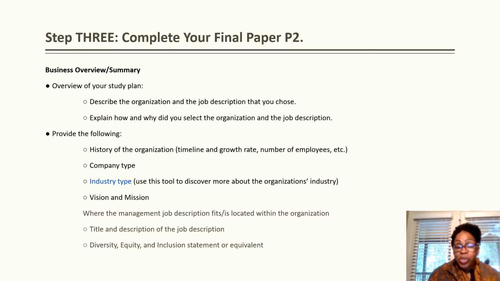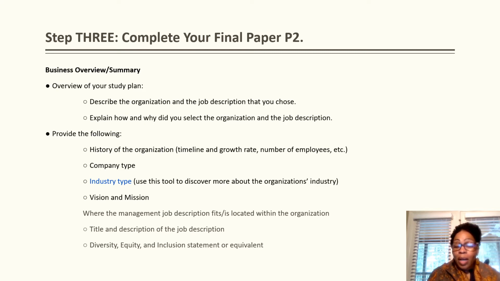So this is just your initial research. You'll provide the following: history of the organization, and make sure that this level of detail is provided within your paper. Because if I'm unable to say yes to all of these elements, then I'm unable to pass the assessment, okay? So you'll talk about the timeline and the growth rate, the number of employees, and information like that to help me better understand the dynamics of this organization.